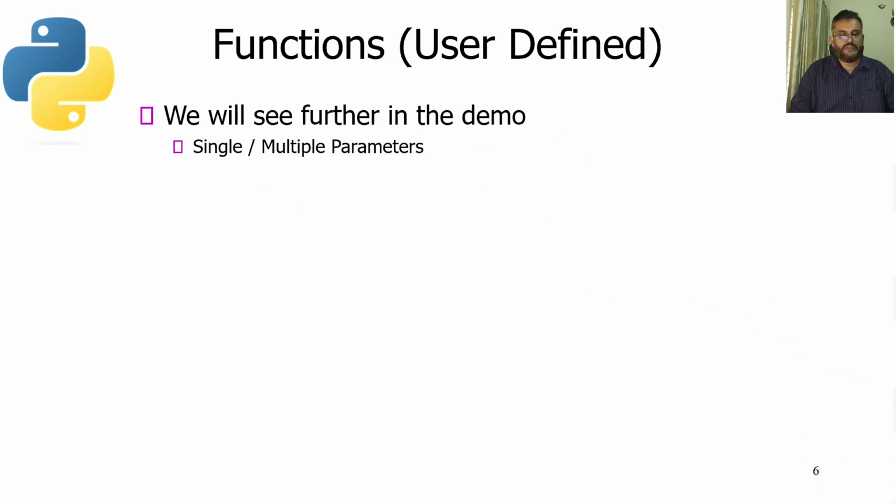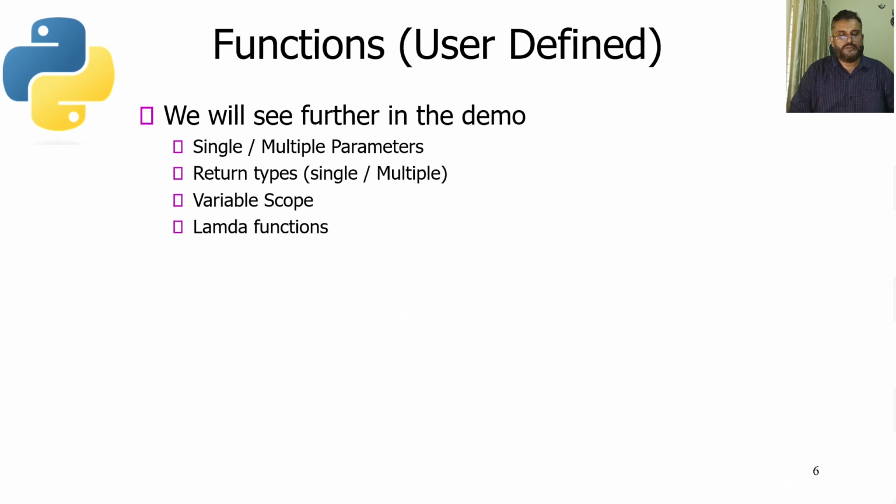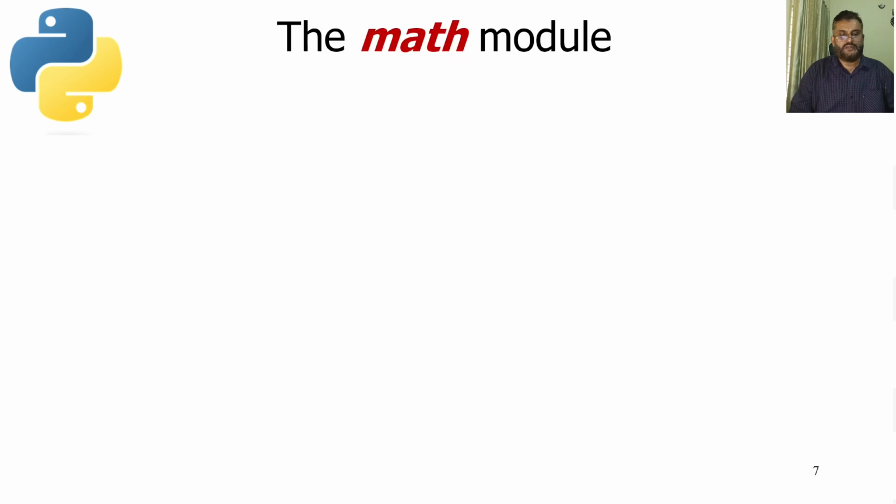So in the demo, we are going to see how we can give single or multiple parameters to a function, how we can return single or multiple values from a function, and what will be the scope of variables inside or maybe outside the function. We will also have a look at some Lambda functions, and let's see a couple of examples of built-in functions.